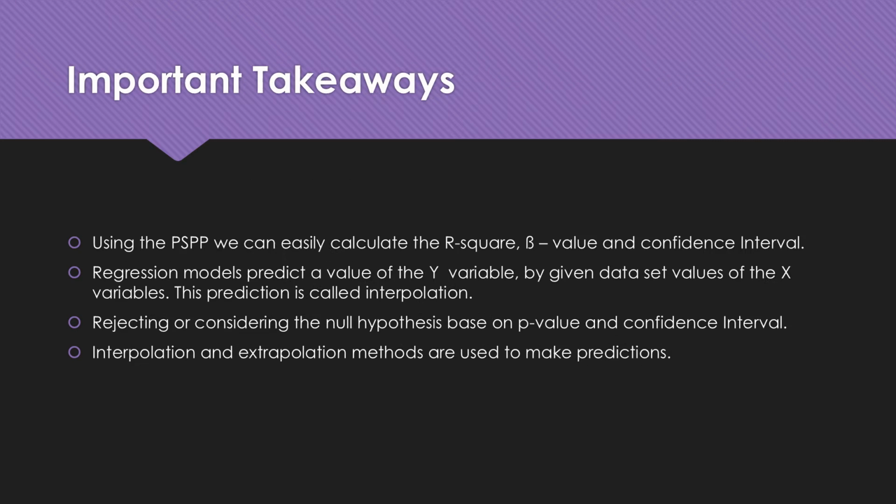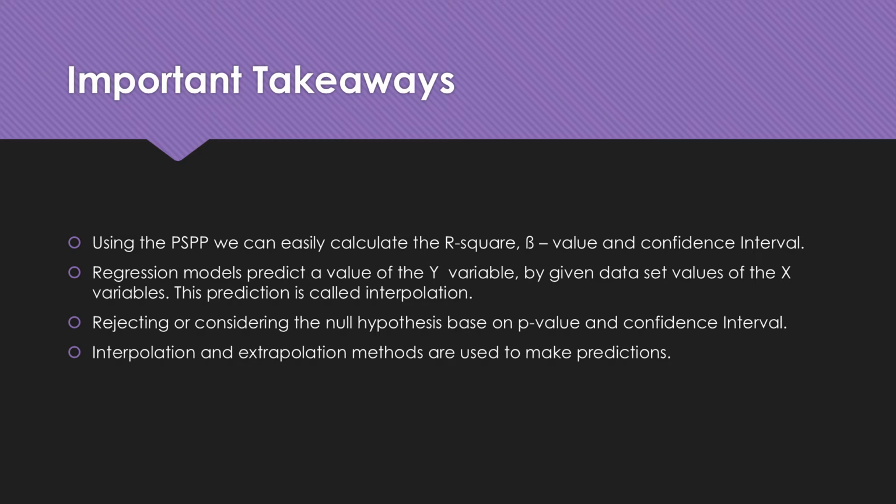hypothesis. The important takeaways are: using PSPP we can easily calculate the r square, beta value, and the confidence interval. This is the most useful tool for all these lessons we learned.